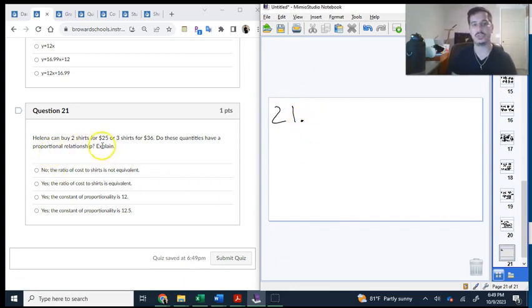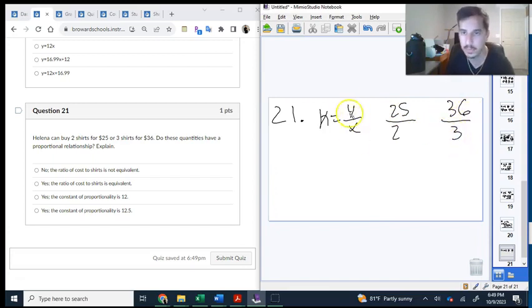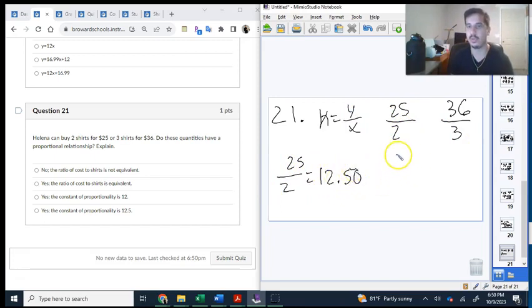Helena can buy 2 shirts for $25 or 3 shirts for $36. Do these quantities have a proportional relationship? Explain. So, first things first, we know that K equals Y over X. Let's do it. We get the cost, which is Y, over the amount of shirts, X. We're going to do 25 over 2, and we're going to do 36 over 3. So when we do 25 divided by 2, that equals 12.50. Okay? When we do 36 divided by 3, that equals 12.